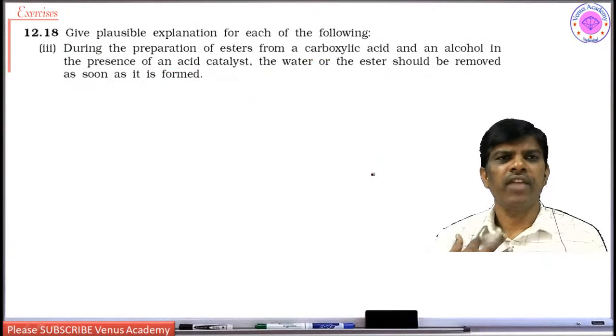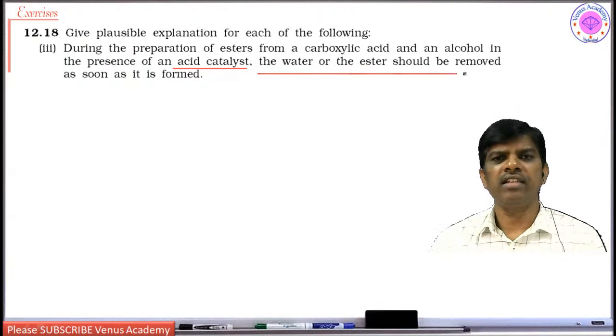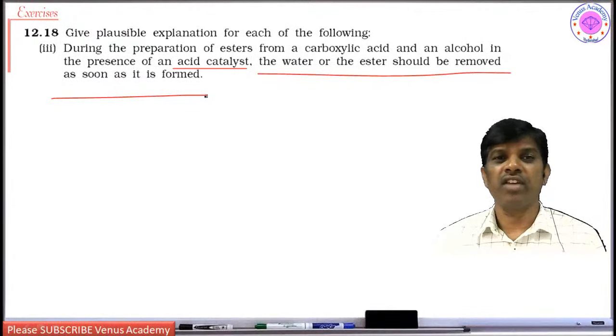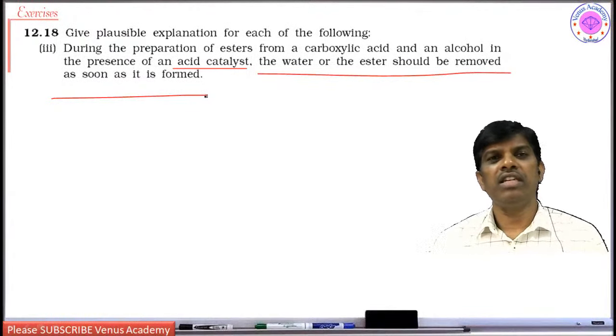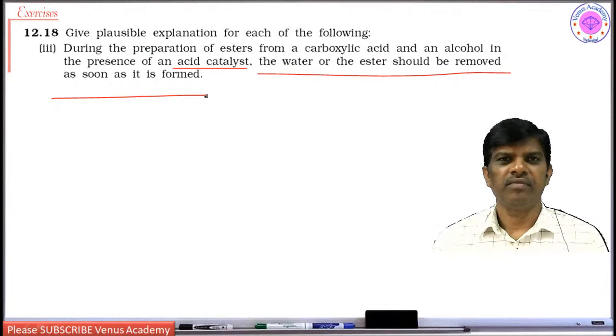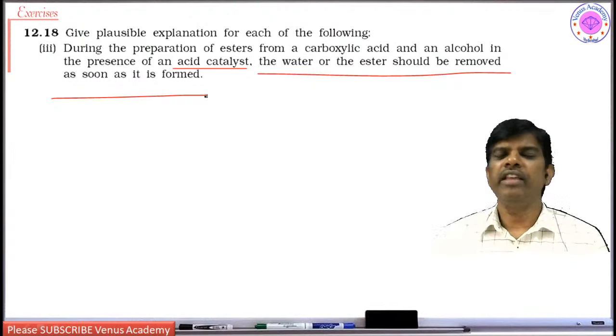During the preparation of esters from carboxylic acids and an alcohol in the presence of an acid catalyst, the water or the ester should be removed as soon as it is formed. During the explanation of the carboxylic acid chapter also I have said this. So you have to use the Dean-Stark apparatus, which removes the water formed during the reaction. If removal of water is not possible, then you can remove the ester, if it is possible.